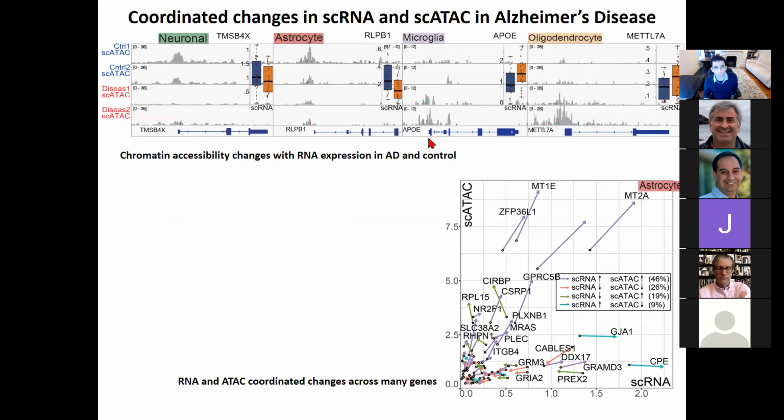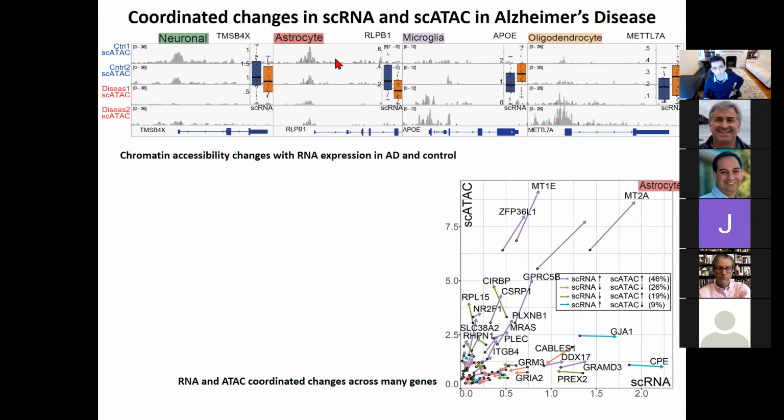We've also started looking at coordinated changes between single cell RNA and single cell ATAC in Alzheimer's disease. So here are some examples where you can see different genes in different cell types that are coordinately changing in expression and in accessibility. Here's ApoE, for example. You see that it goes up in disease in expression, and it also goes up in accessibility between AD and non-AD individuals.